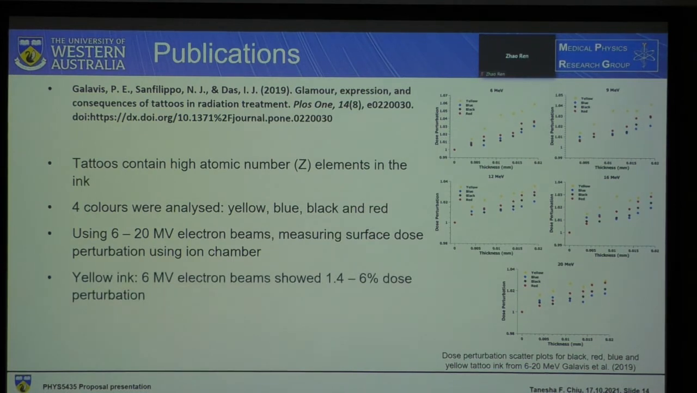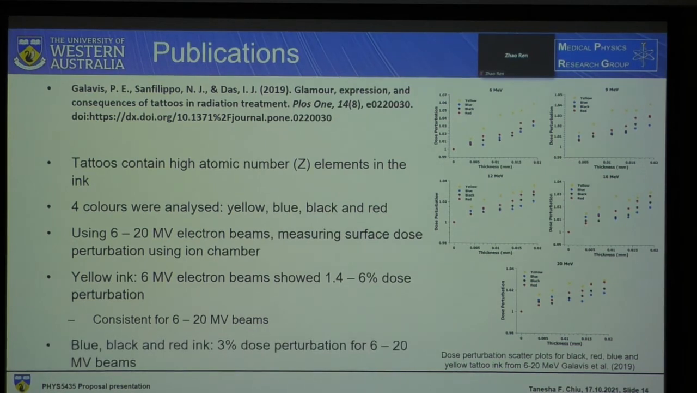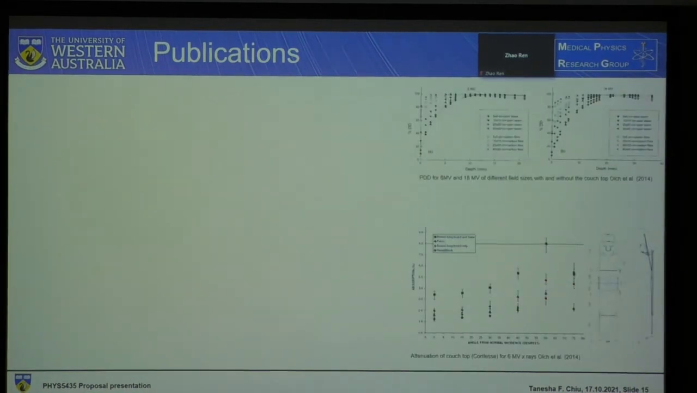For yellow ink, they saw that for 6 MV electron beams, 1.4 to 6% of dose perturbation, and this was consistent between 6 to 20 MV. Lastly, for blue, black, and red ink, they saw 3% dose perturbation for 6 to 20 MV beams.